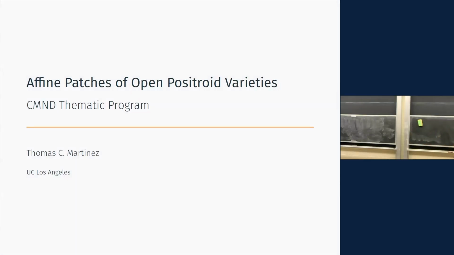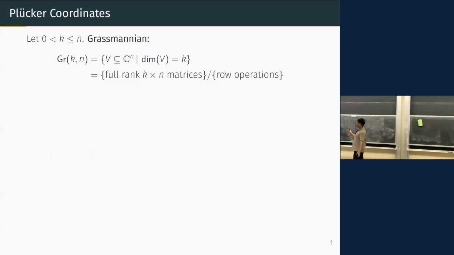I'm here to talk about affine patches of open positroid varieties. Let's take a step back and remind everyone of the Grassmannian. These are all k-dimensional subspaces of C^n, and I'll be thinking of these as row spans of full rank k by n matrices.